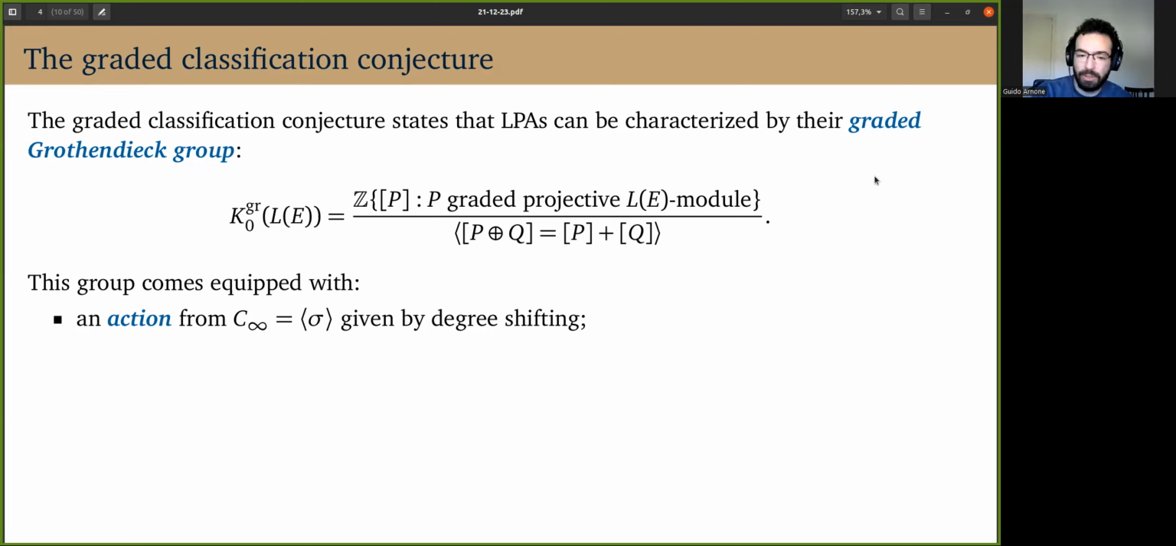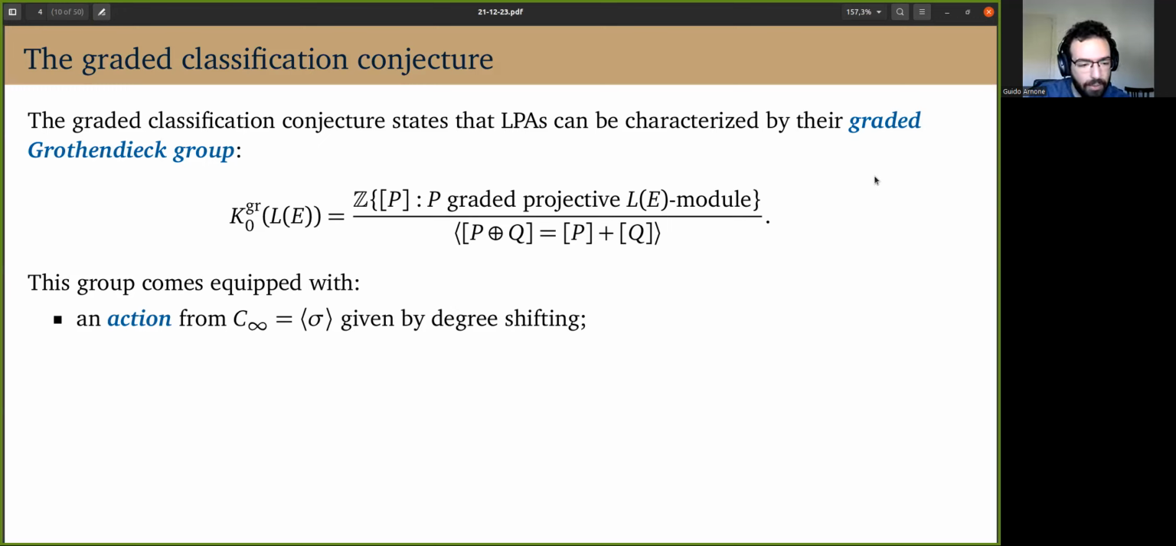If I have a module, it decomposes as the sum of its homogeneous components. So if we shift them one by one, we get a new module. Actually, as a module, it's the same, but the grading is different. And this actually induces an action on this abelian group. So it is, moreover, a module over Laurent polynomials, a module over the group ring of Z-infinity, which I will typically denote Z[sigma] from now on. Right, so that's the one extra structure this abelian group has.